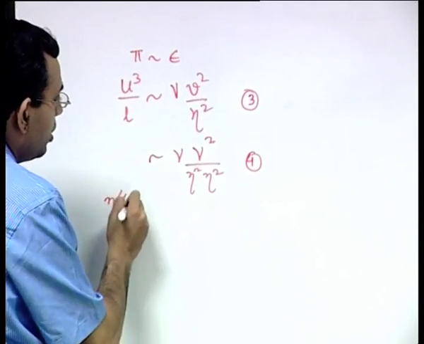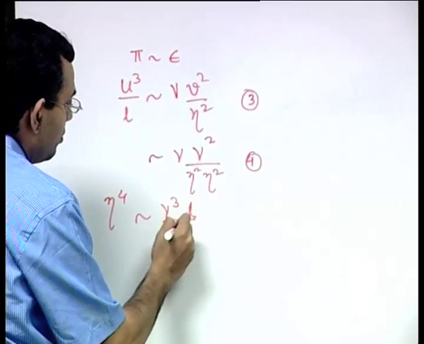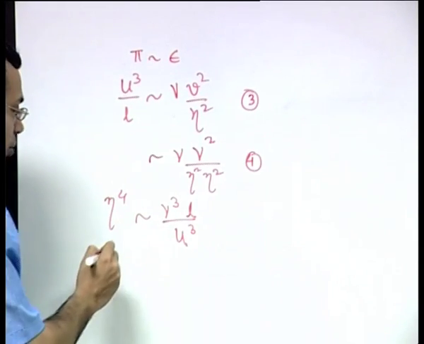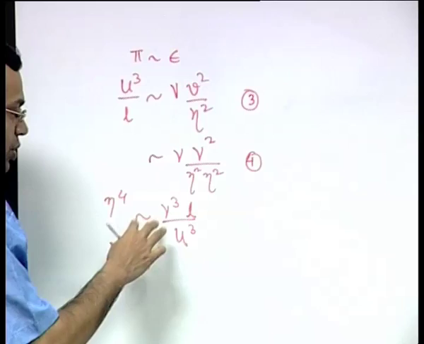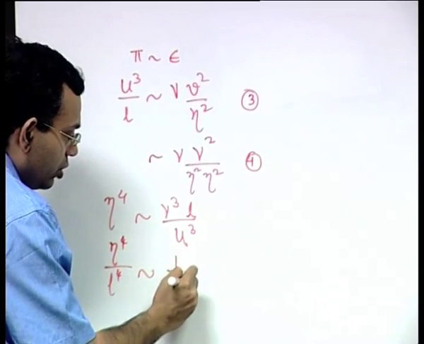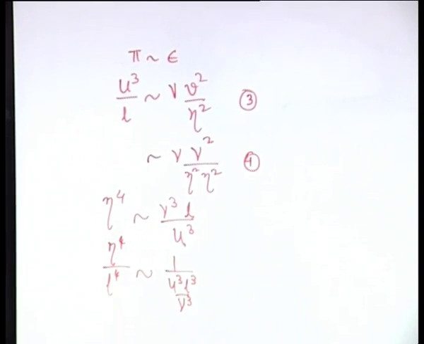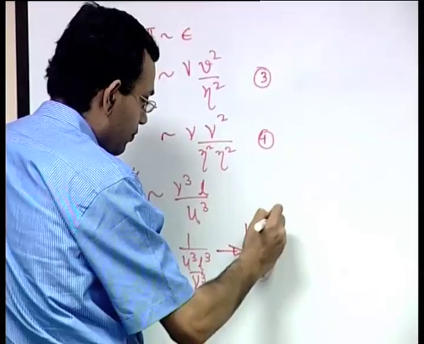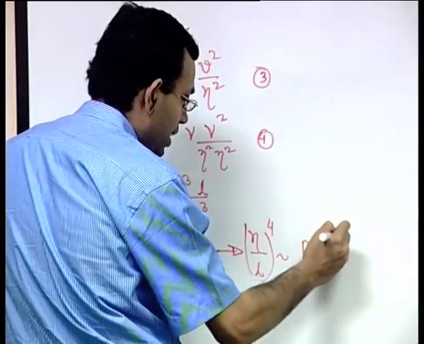So you have eta to the power 4 is of the order of nu cube L by u cube. So if you want to relate eta with L, you divide both sides by L cube. So eta to the power 4 by L to the power 4 will be of the order of u cube L cube by nu cube. So that means you have eta by L to the power 4 is of the order of Reynolds number L to the power minus 3.